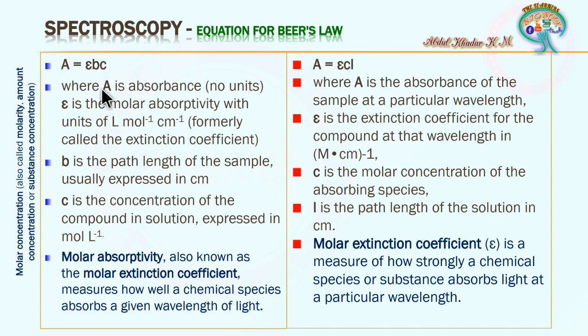So here, A is the absorbance, and here also the same. Epsilon is molar absorptivity with units of per molar per centimeter. Here also epsilon is the extinction coefficient for the compound at that wavelength in per molar per centimeter. So these both are the same explanations, and you need not get confused.